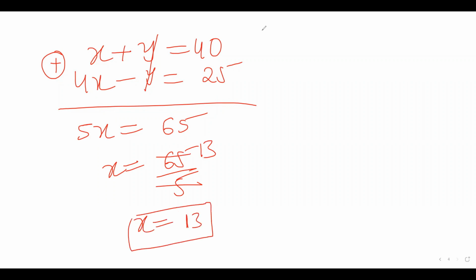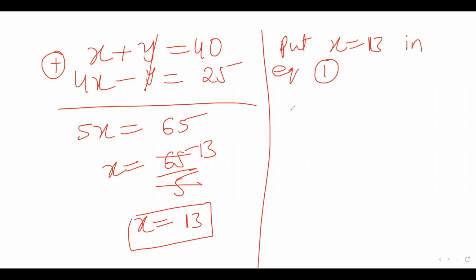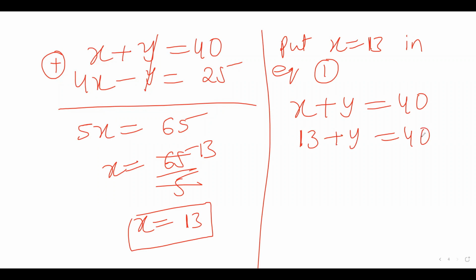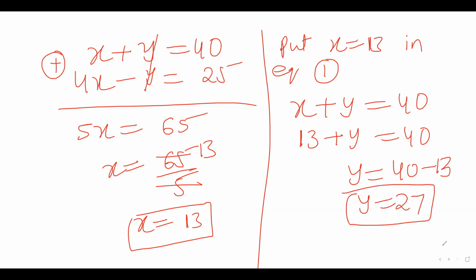Put x is equal to 13 in equation 1. Equation 1 is x plus y is equal to 40. Putting 13, we get the y value as 40 minus 13, that is 27. So I got both x and y values.